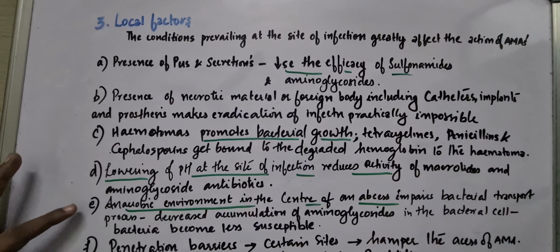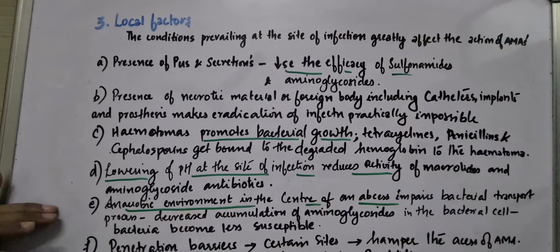Next one is anaerobic environment in the center of an abscess, which can impair bacterial transport process, which can cause decreased accumulation of aminoglycosides in the bacterial cell. Thereby, the bacteria become less susceptible.